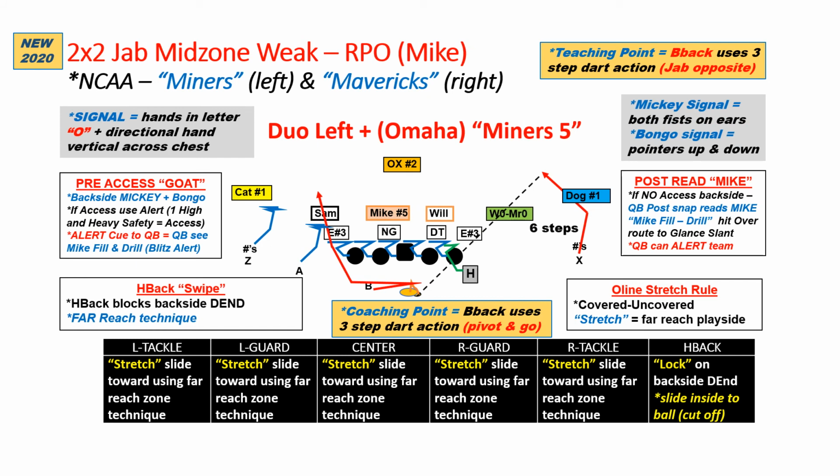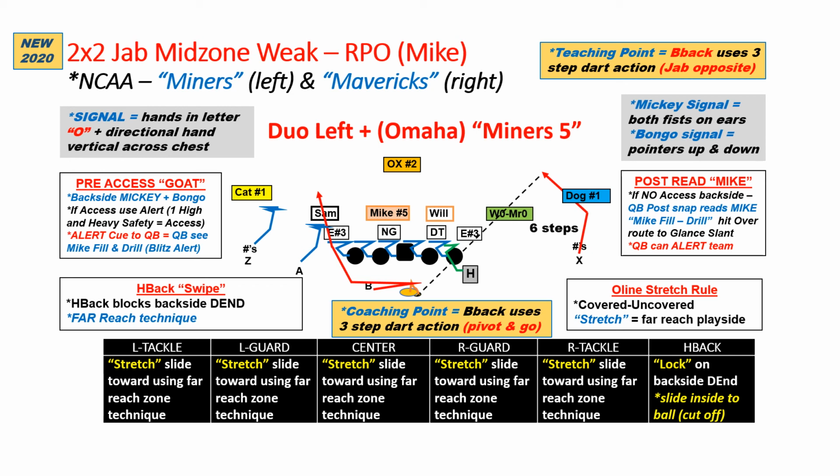Last is a jab concept where we're just going to do counter action with it. So this is a great way to use a jab dart action. The back is going to take 3 steps and just plant and pivot on the handoff. The quarterback now will not take any shuffle, but uses his rocker step with this and still reads the Mike. It's a great way to neutralize the Mike, and we use the same mid-zone blocking.